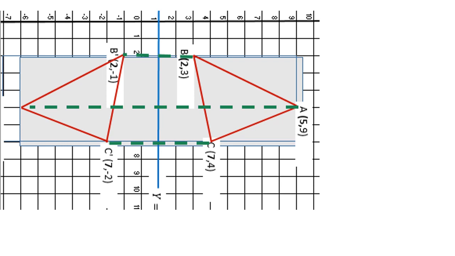Let's go to the next transformation, that is rotation. Now, rotation is defined by center of rotation and angle of rotation. That is so important for us to note. For rotation to happen, we must have a center of rotation. We also must have an angle of rotation. The center of rotation is the point about which rotation is happening.